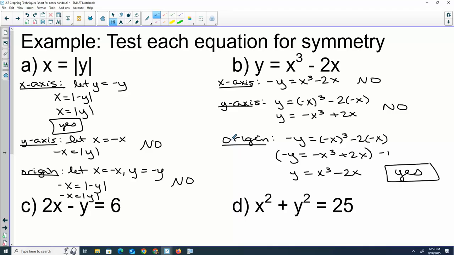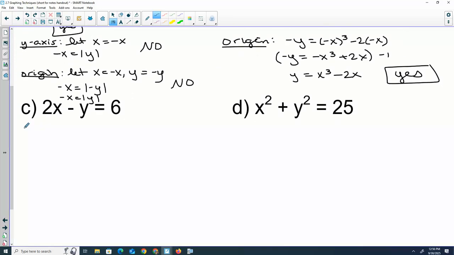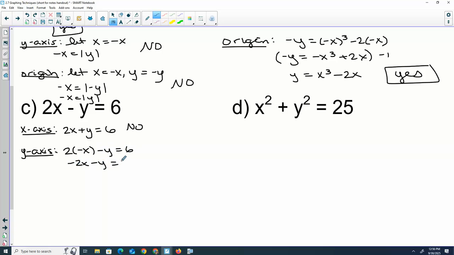Any questions on those? Let's try a few more. Make sure we've got it. So C, how do you check the x-axis? Make your y negative. So minus negative y would make plus y. Is that what we started with? No. How do we check y-axis? Make your x negative. Is that what I started with? No. How do we check origin? Both the x and the y.